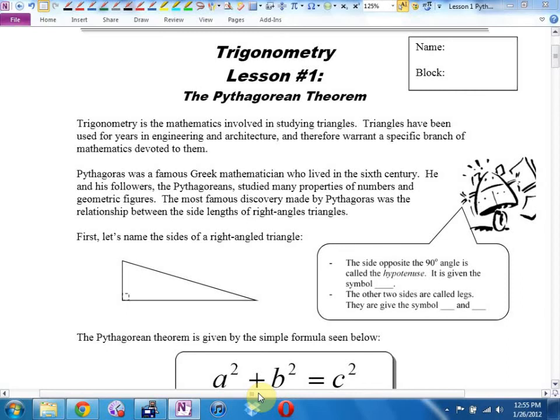None of you are in my physics 12. I have a couple of my physics 12s in my other class. But physics 11, we use trig. Physics 12, we use trig all the time. Hugely useful. Pythagoras was a famous Greek mathematician, lived in the 6th century.